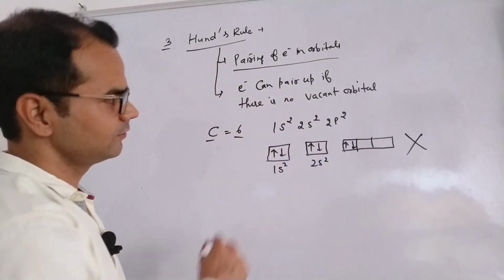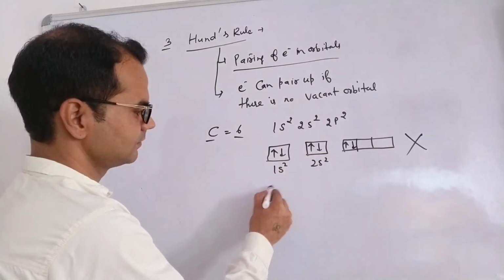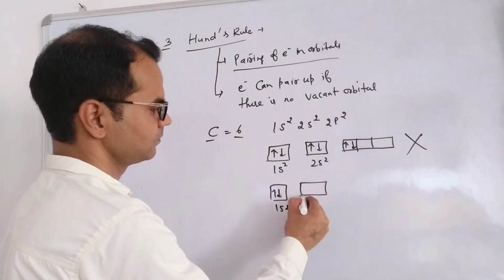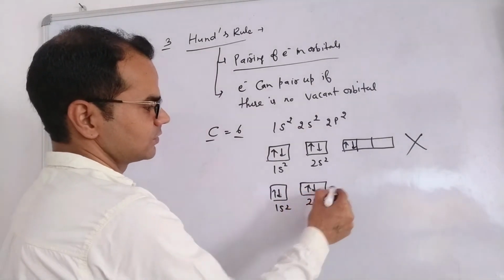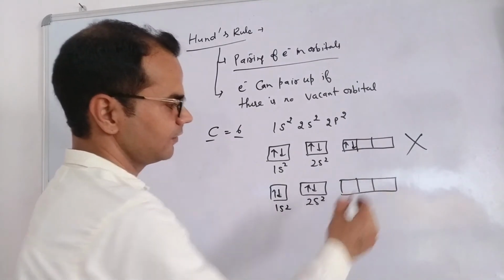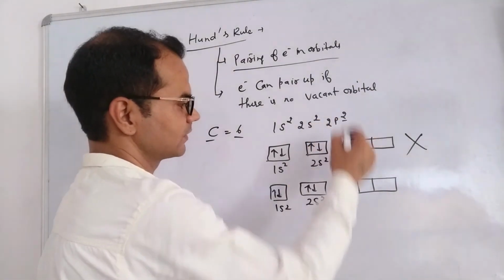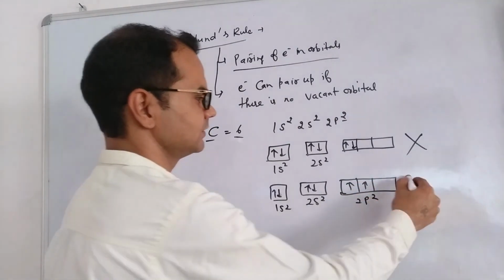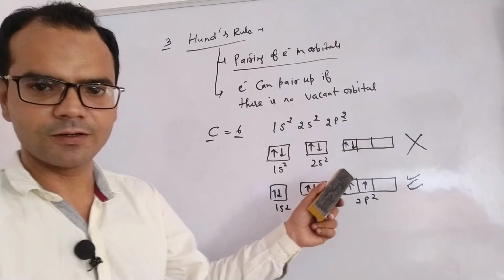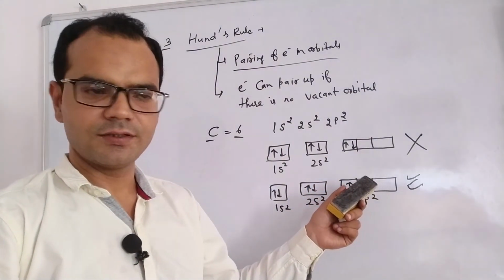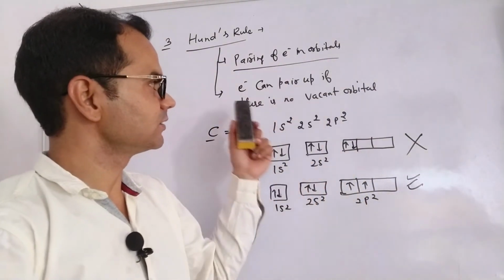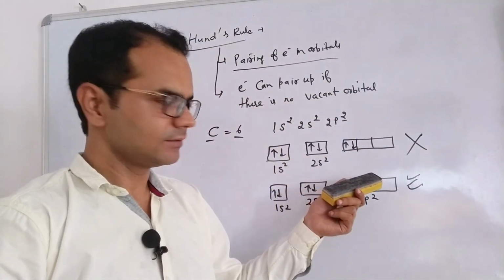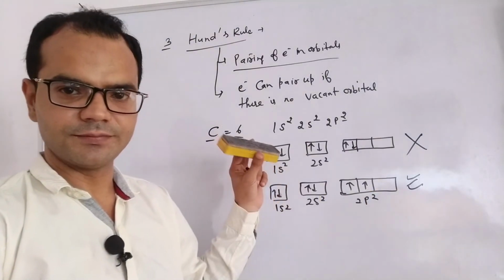How will the electrons be represented? 1s2, 2s2, and we have 3 orbitals, so the 2 electrons will enter in separate orbitals, 2p2. This is correct. Clear? So pairing starts when there is no vacant orbital, or after filling all the orbitals with one electron, we can pair up. Clear?